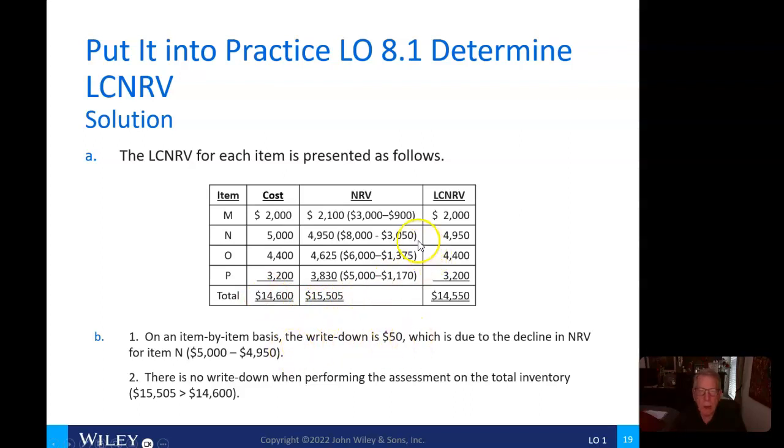So that write down really is explained by November's write down of $50. There is no write down when performing the assessment on total inventory, because on a total inventory basis, net realizable value was higher than the cost here.